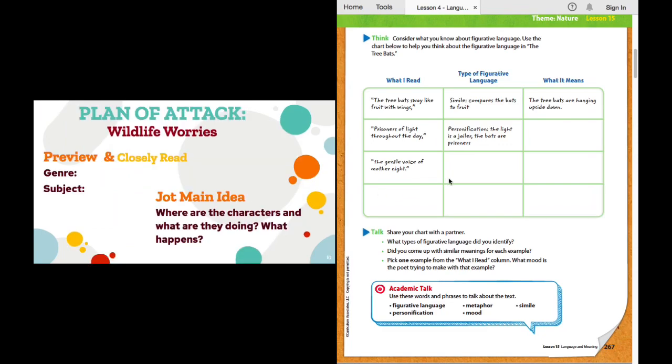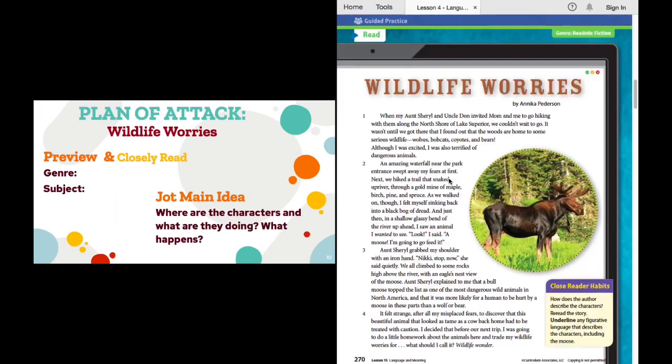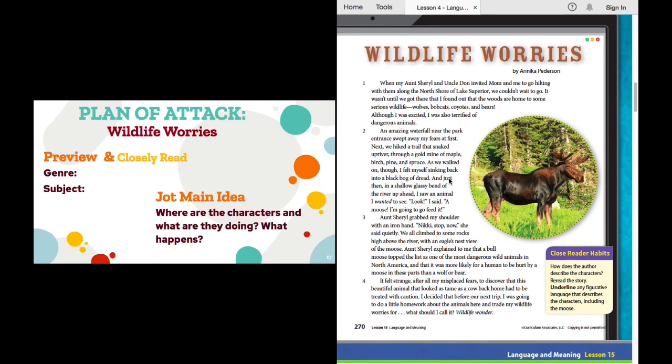Okay, so we're going to start with the text called Wildlife Worries. I'm going to walk y'all through it. We're not really going to focus on the previewing, closely reading, or jotting the main idea because that's not really our focus for today. Remember that we're working on figurative language. So I'm going to sort of, not rush, but sort of just speed through these parts a little bit just because we're not really focused on those skills today.